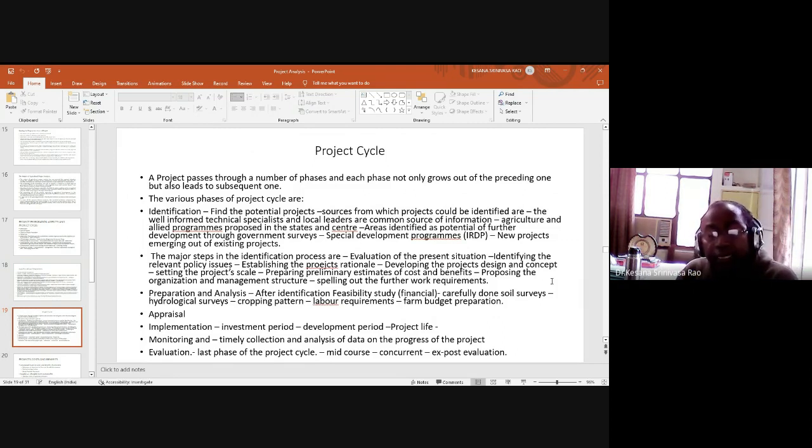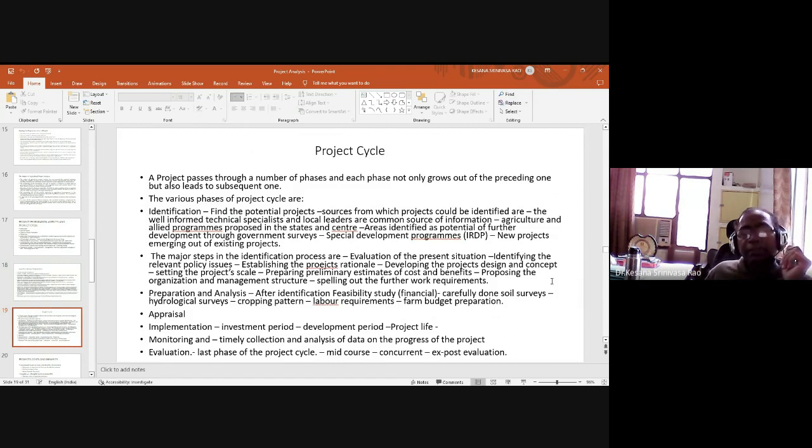Out of that, the first one is identification. So how does this identification take place? Find the potential projects. Sources from which projects could be identified: well-informed technical specialists and local leaders are common sources of information. Agriculture and allied programs proposed in the states and center. Areas identified as having potential for further development through government surveys. For example, special development programs, IRDP, Integrated Rural Development Program. Nowadays, there are several types of programs. They are also introducing new projects emerging out of existing projects.